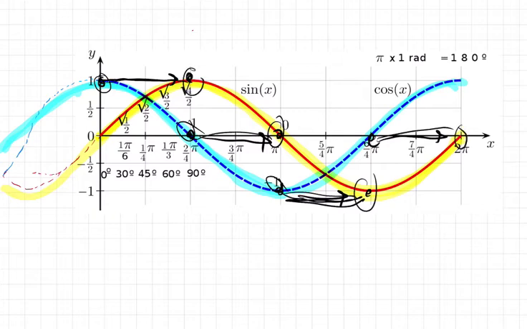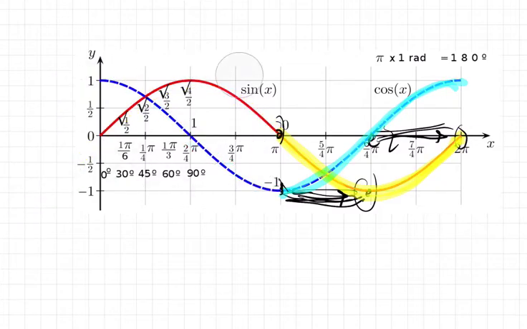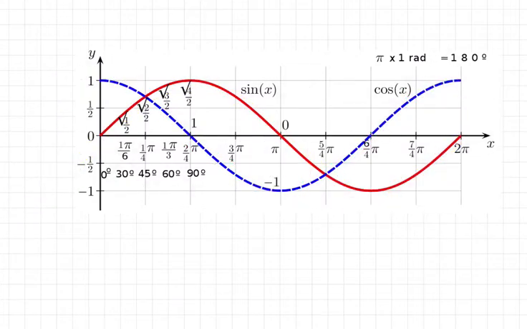And that's true for every point. That's because they're 90 degrees or pi over 2 radians out of phase with each other. You can translate one over and it'll fit perfectly with the other. The sine can be translated back 90 degrees, and the cosine can be translated up, and they fit exactly. So that's a remarkable feature. It's essentially one shape shifted over.